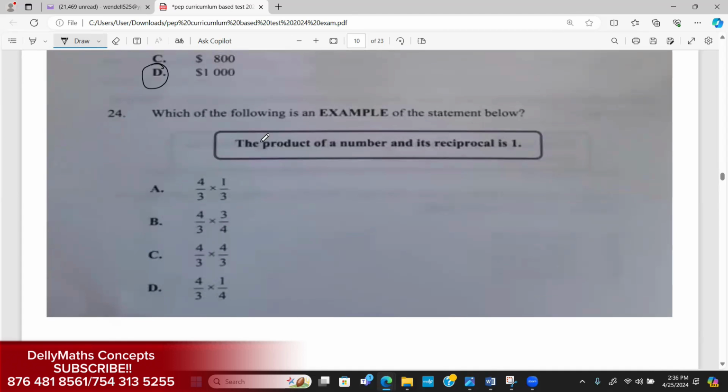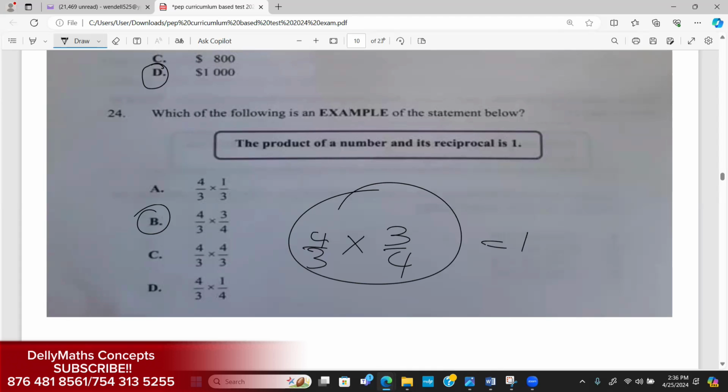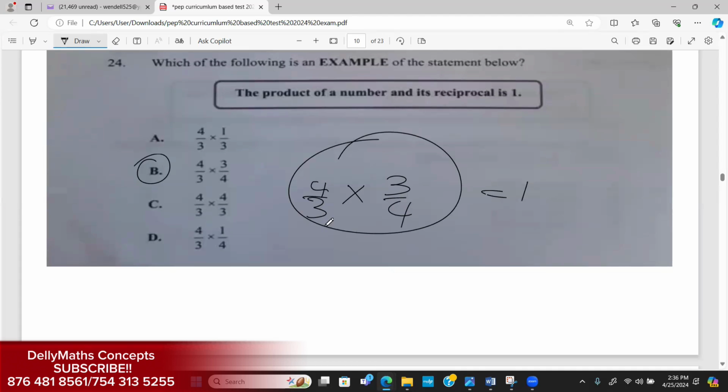Which of the following is an example of the statement below? It says the product of a number and its reciprocal. So when you have a number, the product means to multiply. You're going to flip the number upside down and multiply it by the original. So you're looking for something that is flipped upside down, and this is the only one that has a flip. So you're talking about 4 over 3 multiplied by 3 over 4. Definitely we get 1 from that. That is the product of a number and its reciprocal. B.